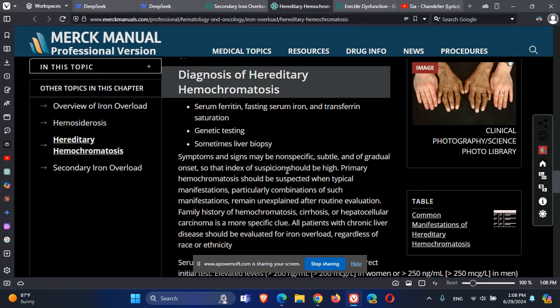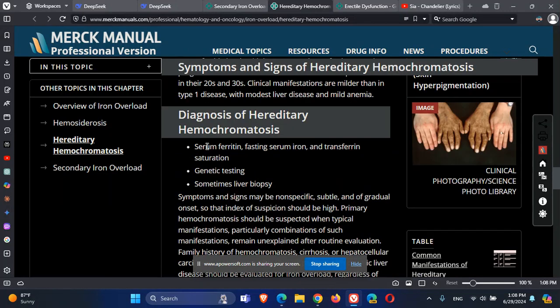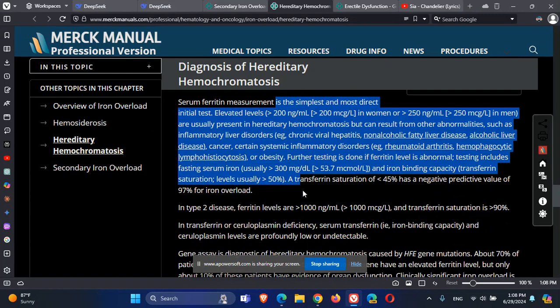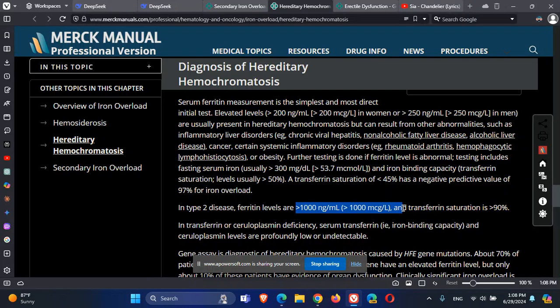Okay, so diagnosis again, ferritin will be high, fasting serum iron will be high, and transferrin saturation will be high. Genetic testing, you saw each type to which gene it is related, and sometimes liver biopsy. Okay, you can see the values here for how high the serum iron, how high the transferrin saturation, and how high ferritin can be.